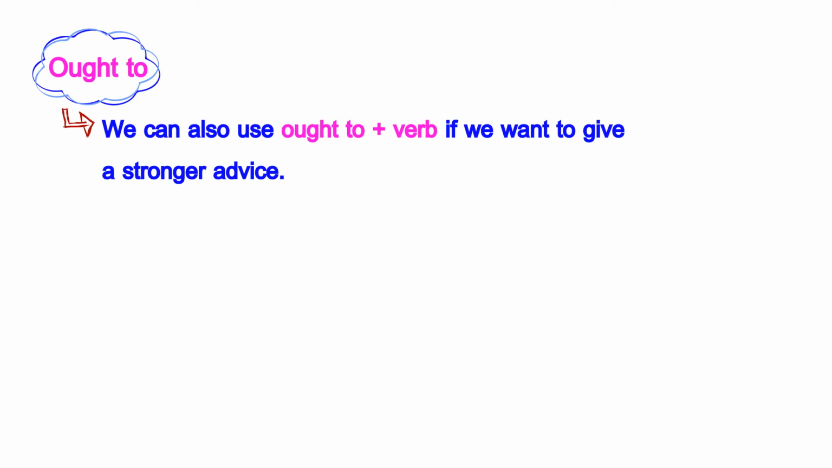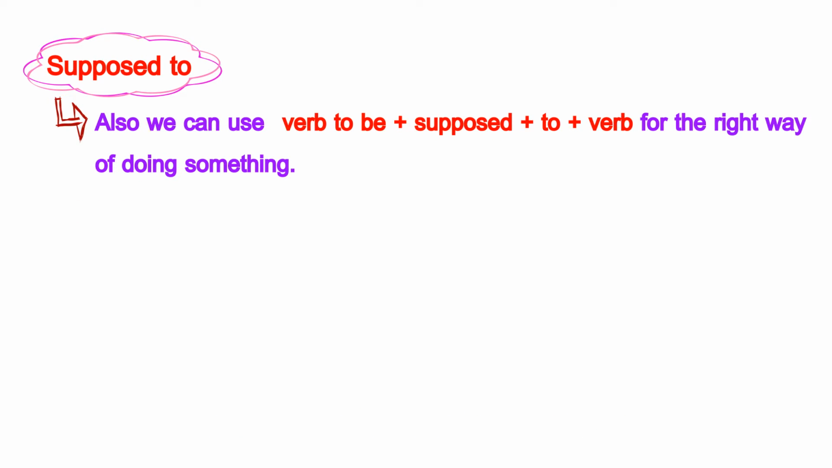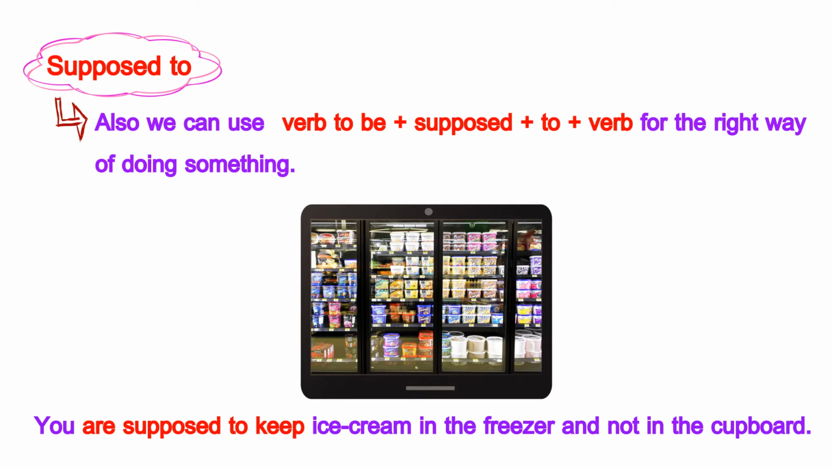We can also use ought to plus verb if we want to give stronger advice. For example, you ought to go to the doctor if you are sick. Also, we use be plus supposed plus to plus verb for the right way of doing something. For example, you are supposed to keep ice cream in the freezer and not in the cupboard.